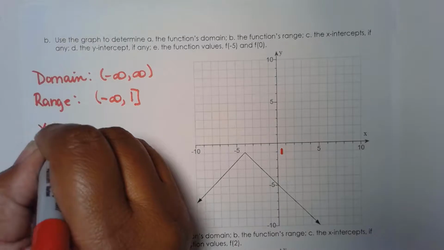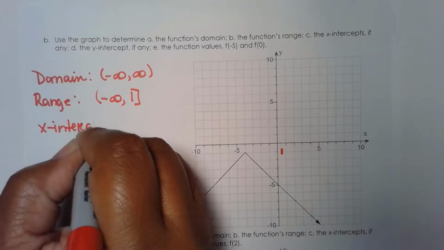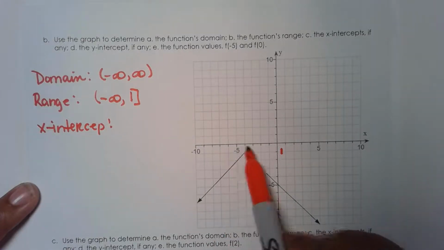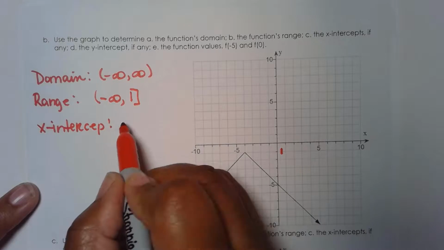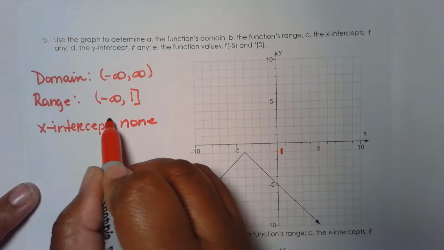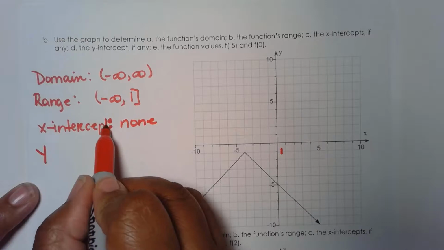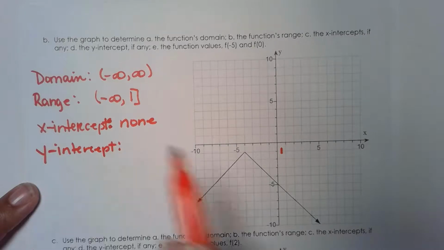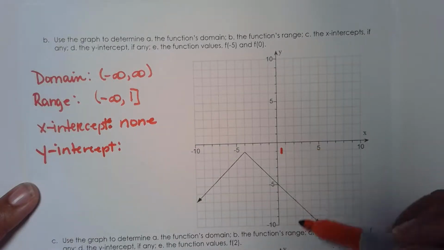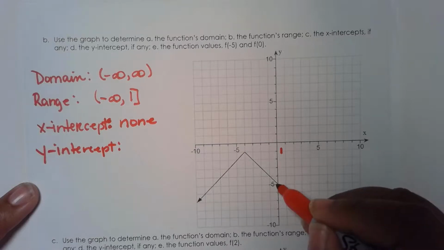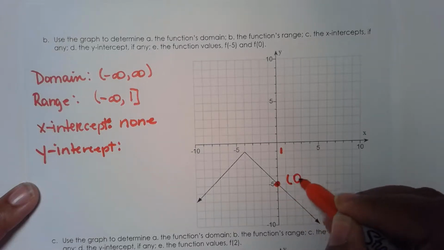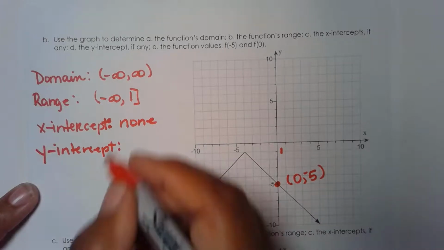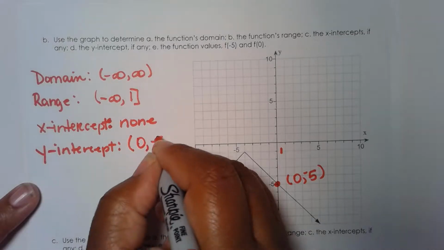Do we have an x-intercept? Meaning does this graph lie on the x-axis? No, we do not. The y-intercept. Is there a point that lies on the y-axis? Yes, right here. 0, 5, not just 5, but -5. So the y-intercept is at 0, -5.